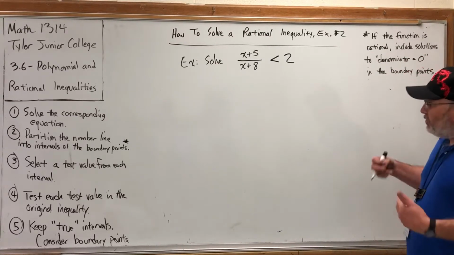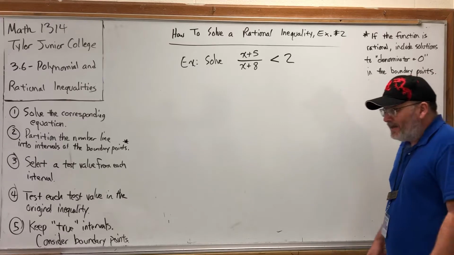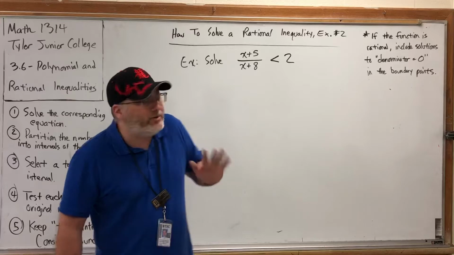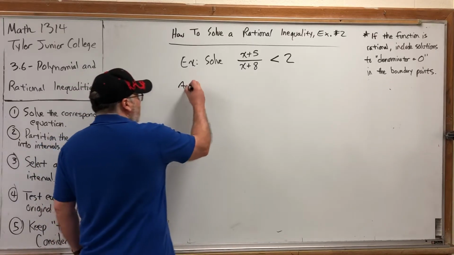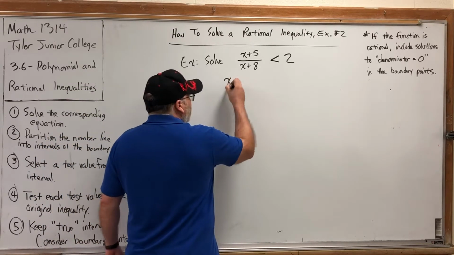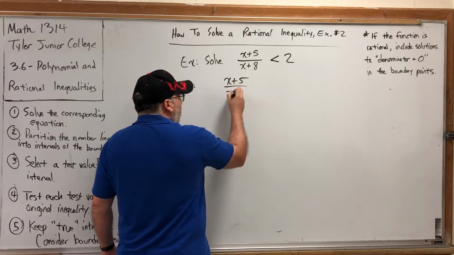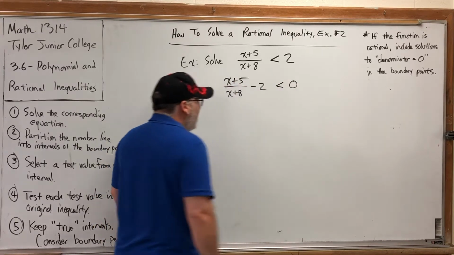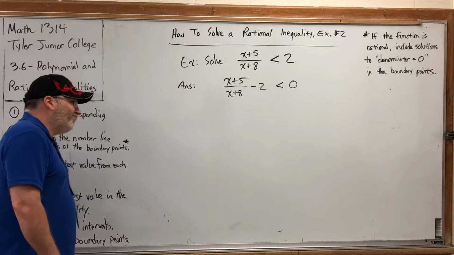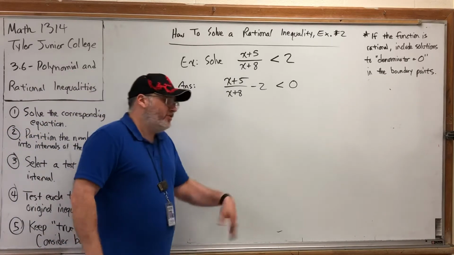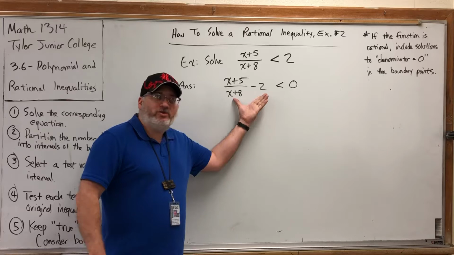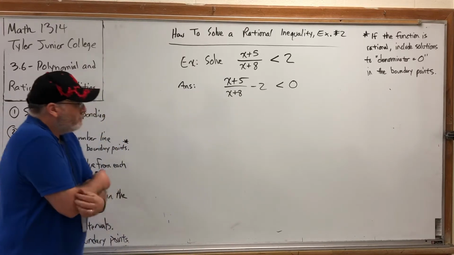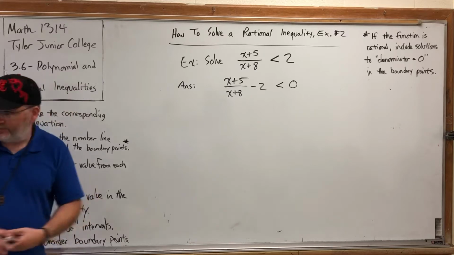So let's start this one a little bit differently by first getting 0 on the right side. Getting 0 on the right side is easy, just subtract 2 from both sides. So x plus 5 over x plus 8 minus 2 is on the left, whereas 0 would be on the right. I guess you could argue that, no, there's no guessing, this is a function. It's a function with a minus 2 on the end.